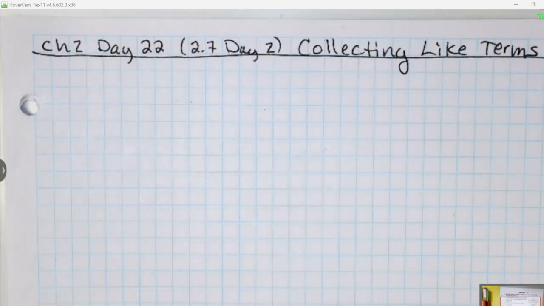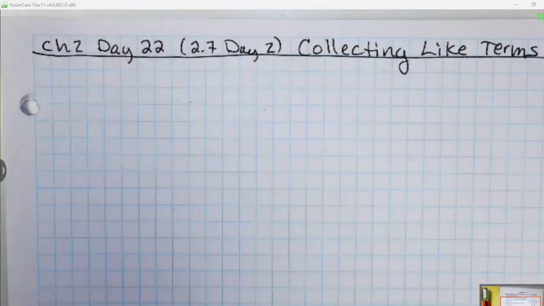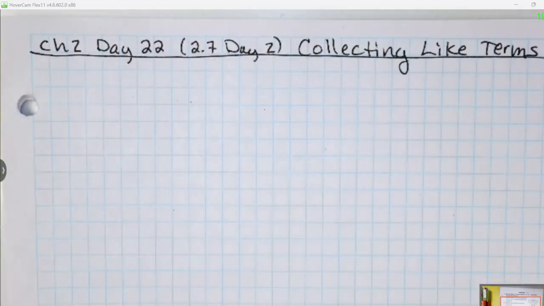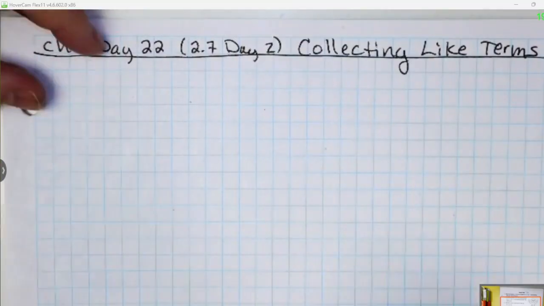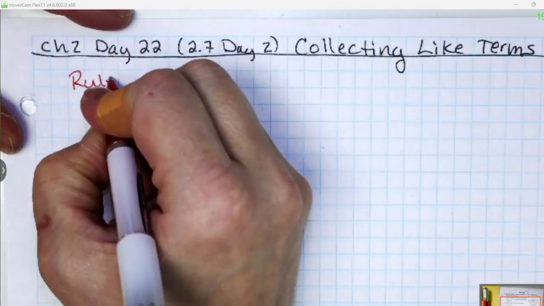So this is chapter 2, day 22, collecting like terms. This is a topic that we've actually done a little bit with, but on this material, it's going to be a little more complicated. So we're going to do a yes and a no. Yes, you can add it. No, you cannot. But first, let's do the rule.